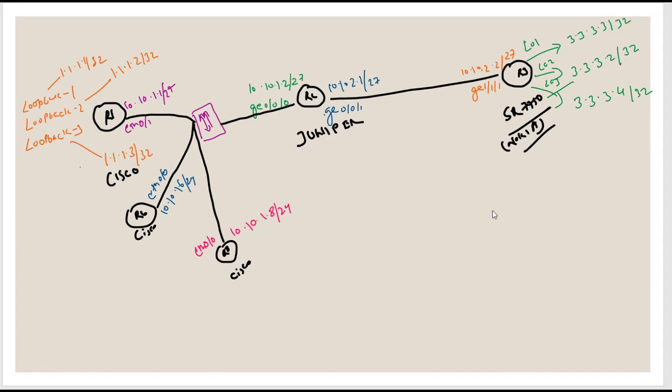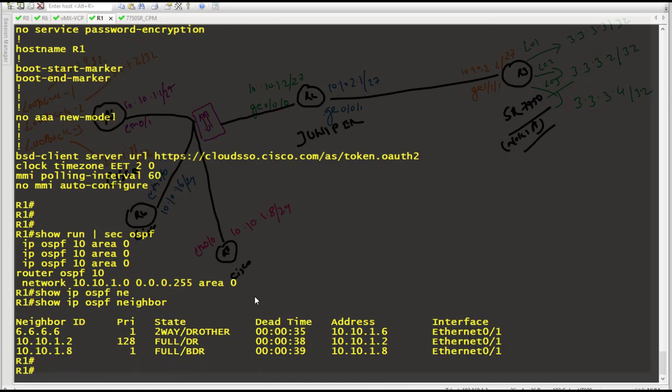So guys, let's start with the router ID. In this video I'm going to use this topology. This is my broadcast segment and this is my point-to-point segment. So let's check how router ID will behave in all vendors. First we will check with Cisco.